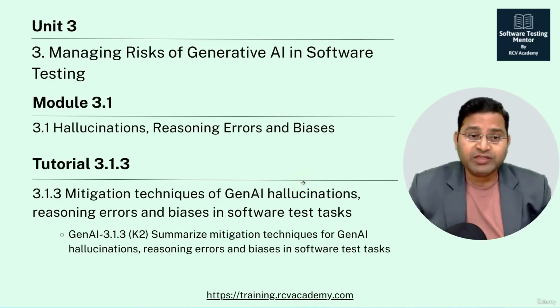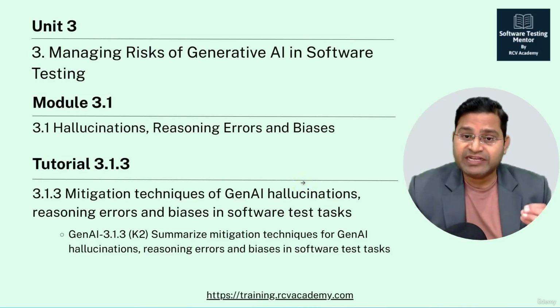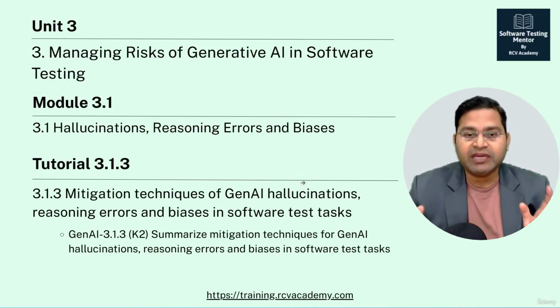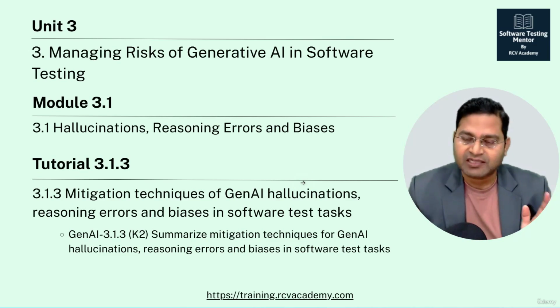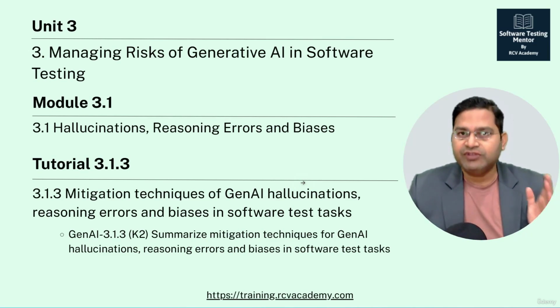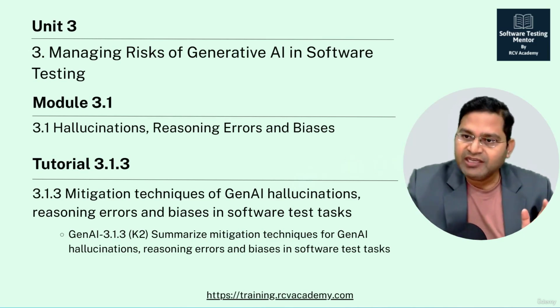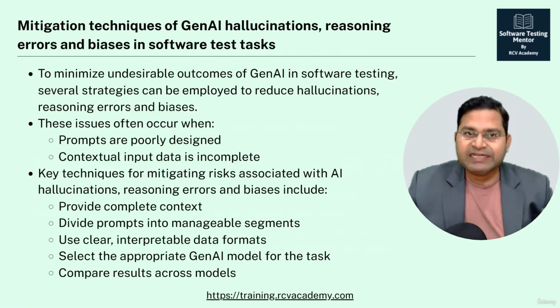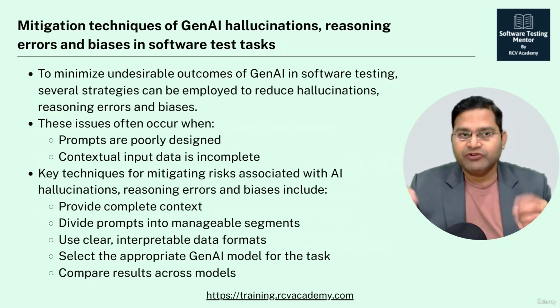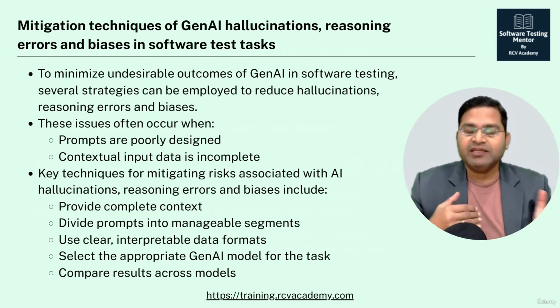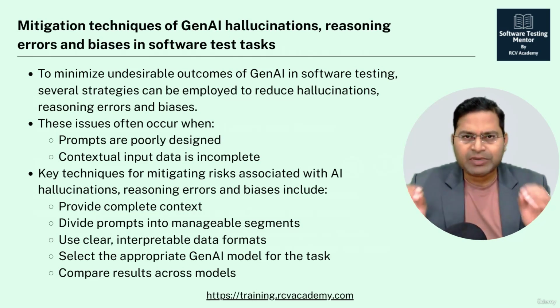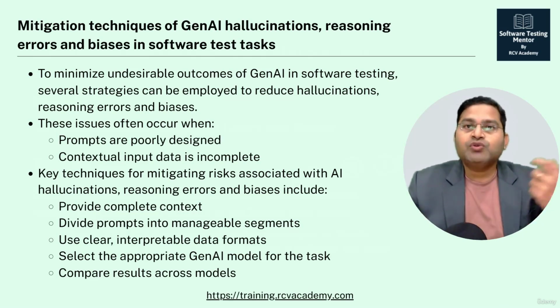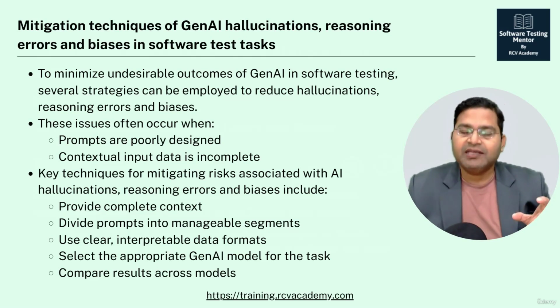So let's continue with the mitigation techniques of GenAI hallucination, reasoning error, and biases in software testing tasks. How you can mitigate any of these defects in GenAI outputs. If we talk about the mitigation techniques of hallucination, reasoning error, and biases, to minimize the undesirable outcome of GenAI in software testing, you can apply certain strategies to reduce any of the hallucination, reasoning error, or biases. How can you do that? With better prompt designing.